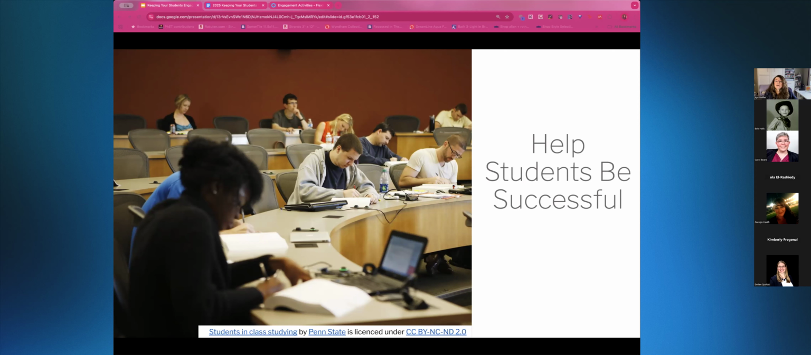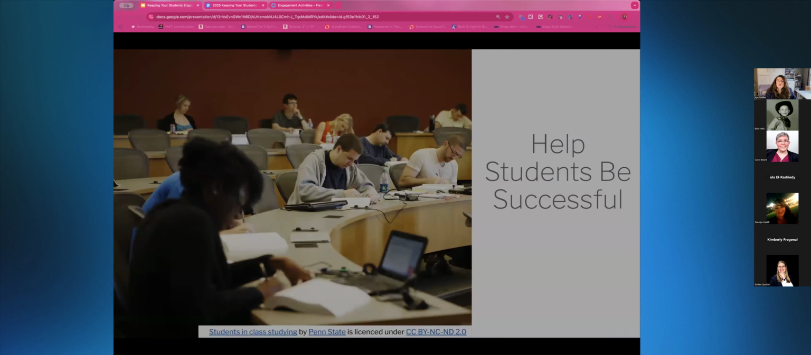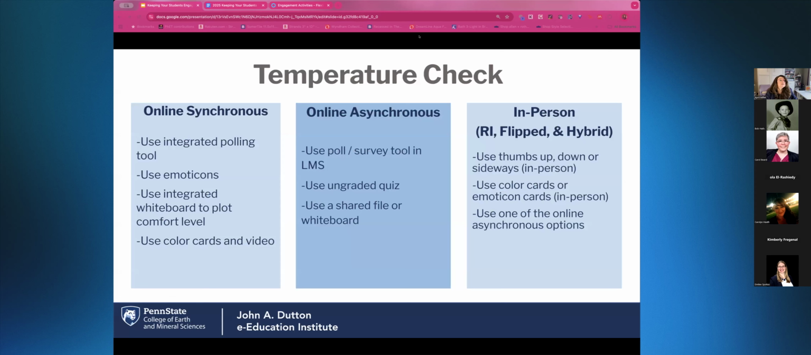And so I want to show you how you might do some of those on the three different buckets that we have. So for online synchronous, you could just use the integrated polling tool that's in the web tool that you're using to actually host your meeting.